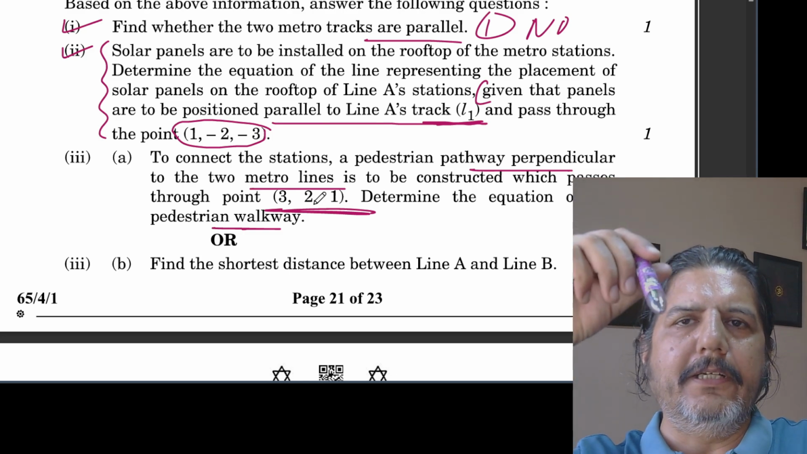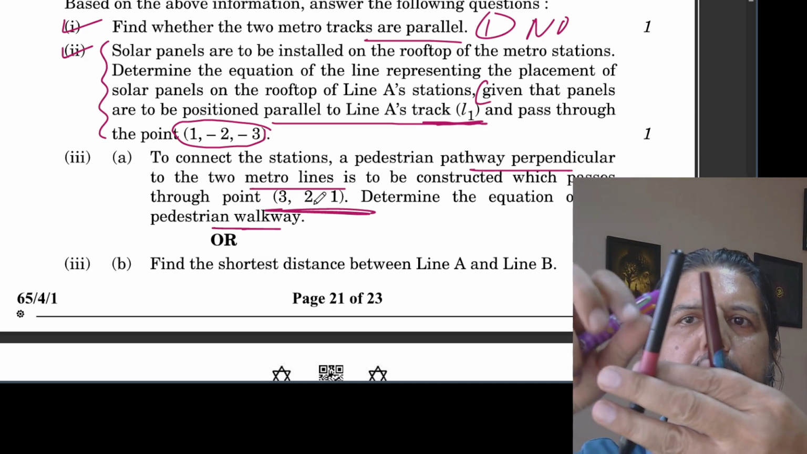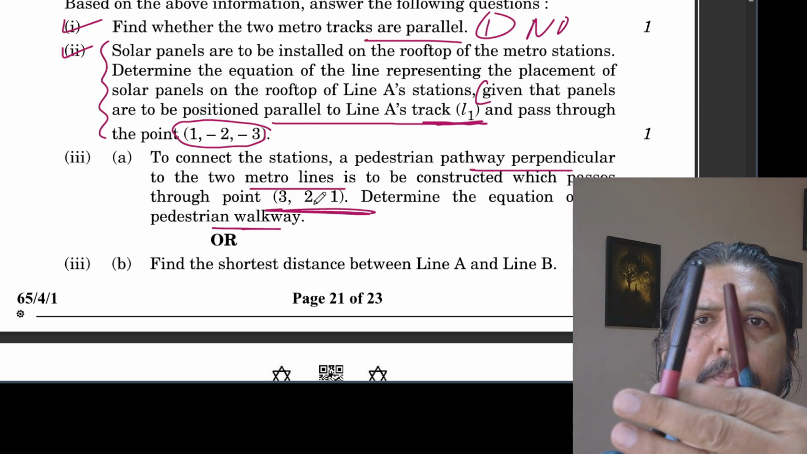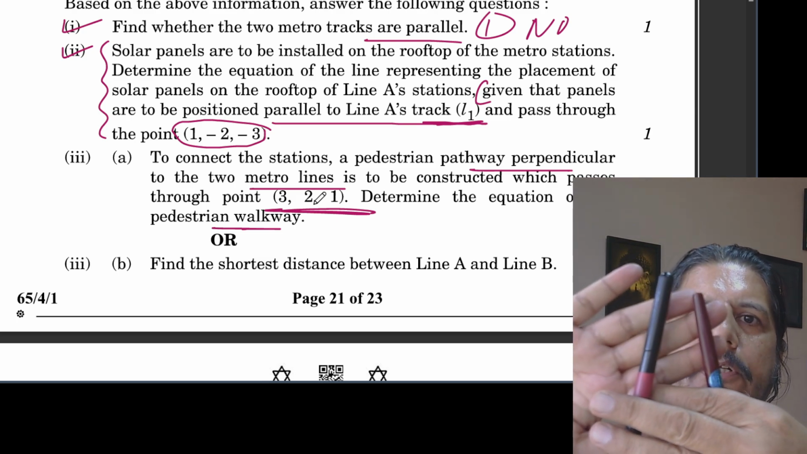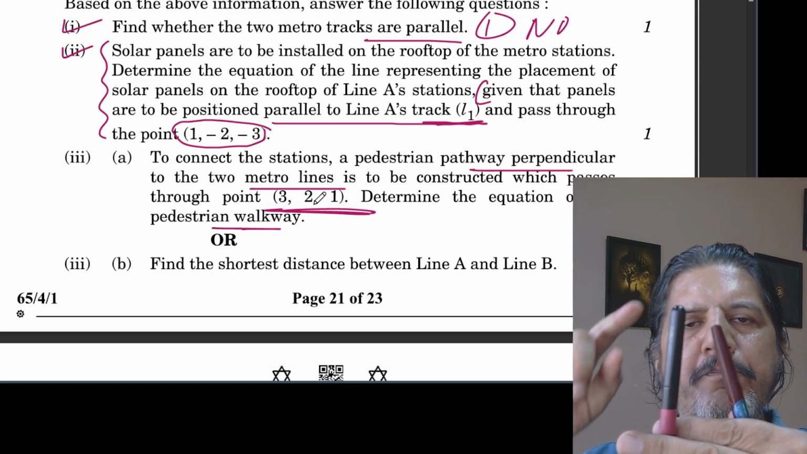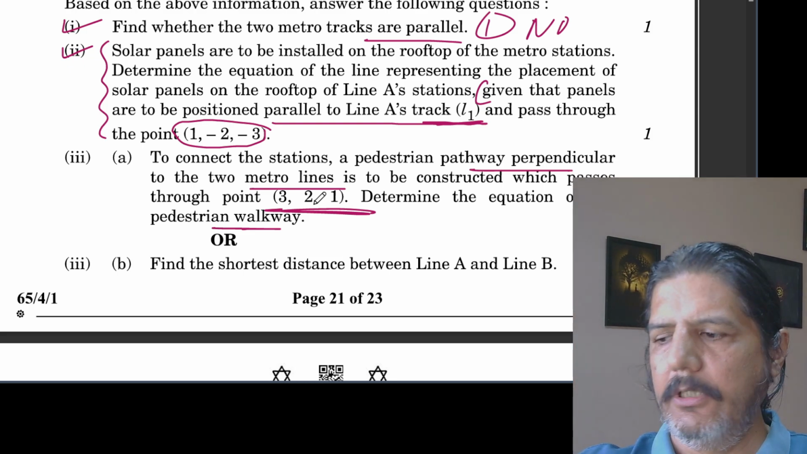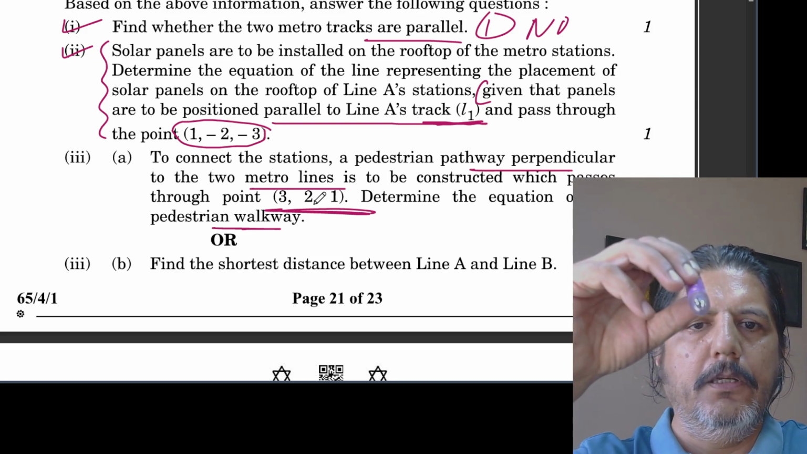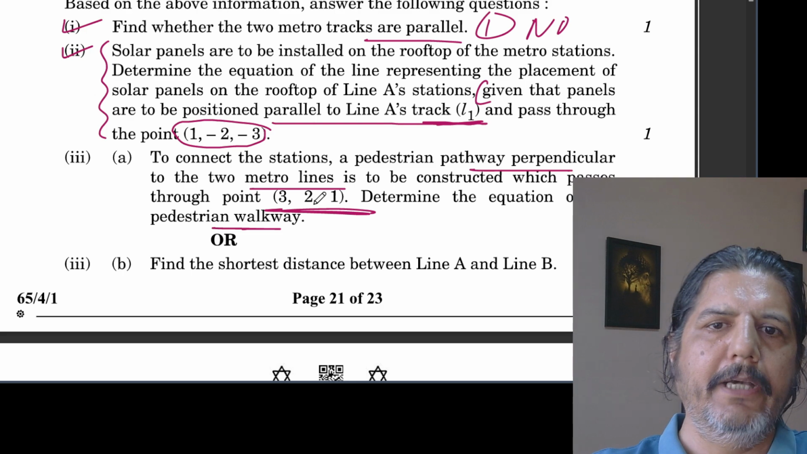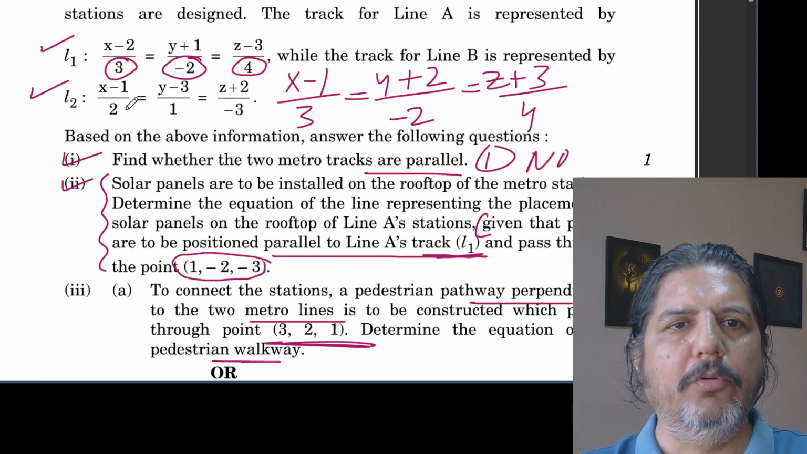How do I find the direction ratios of this line, which is perpendicular to these 2 lines? If I am able to find the cross product of these 2 lines, the cross product will have the same direction ratios as the pedestrian pathway. So my job is to find the cross product of these 2 lines.